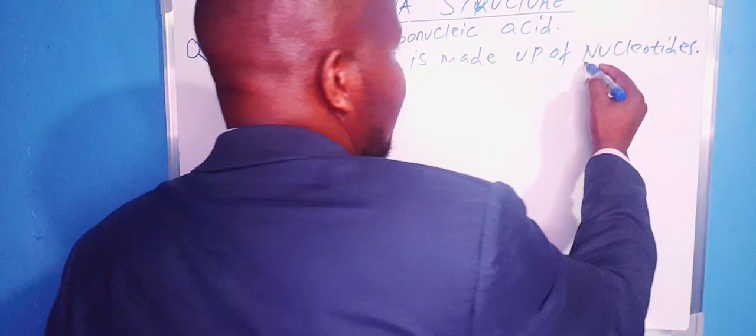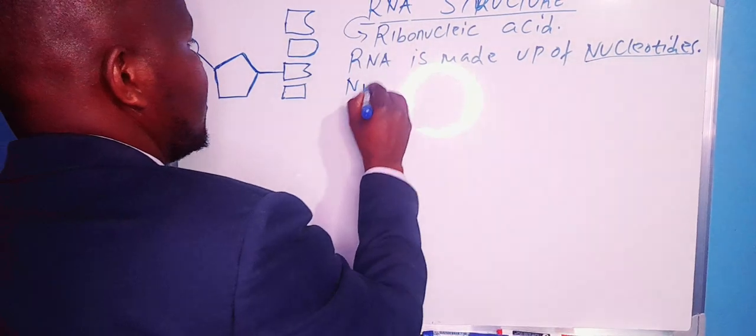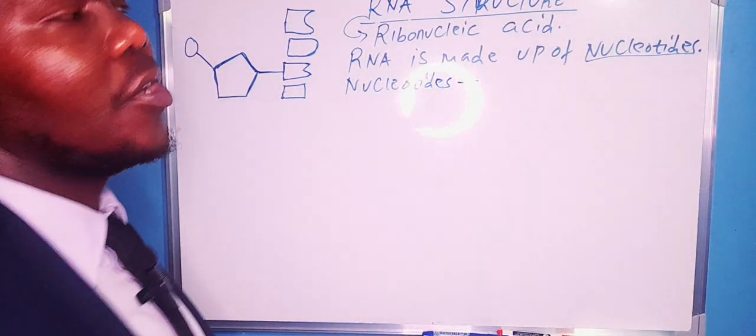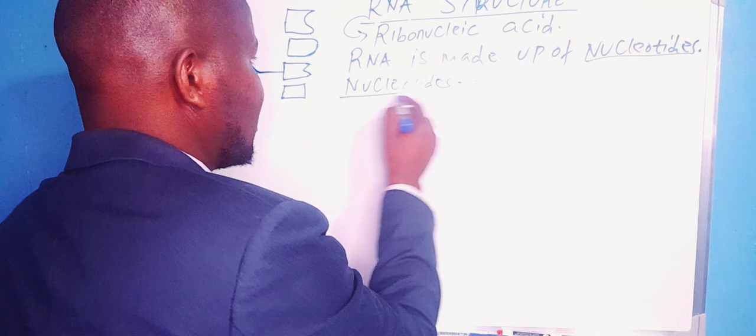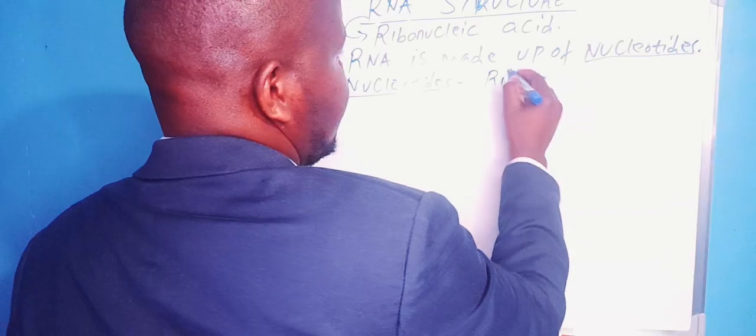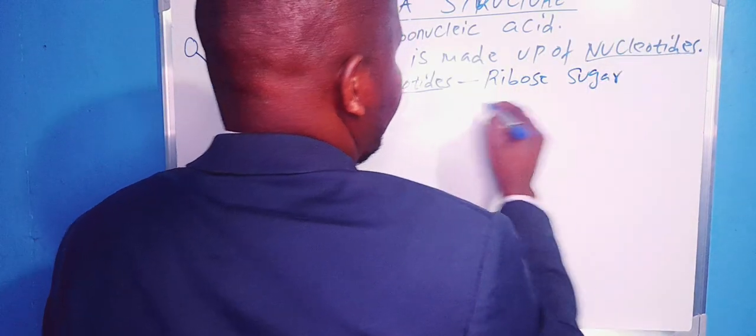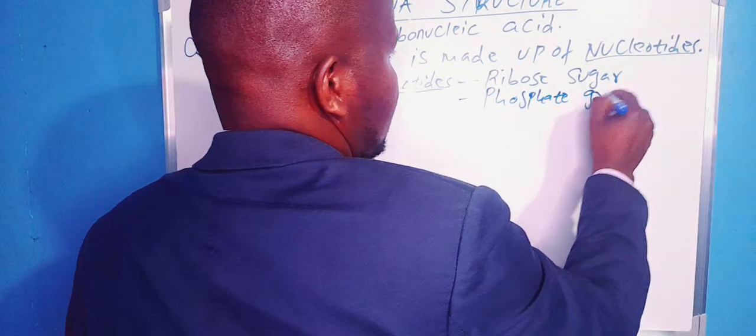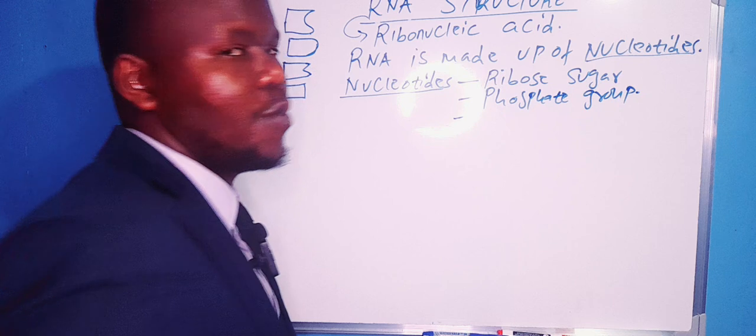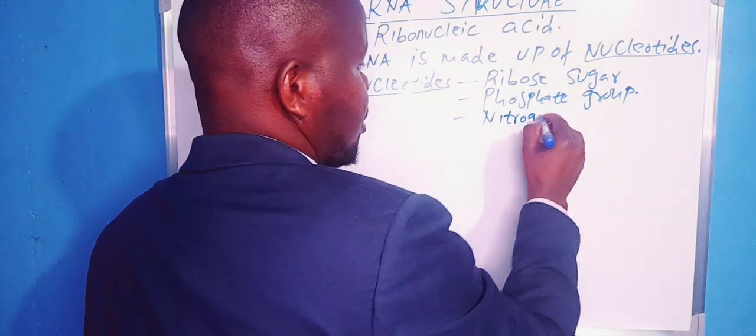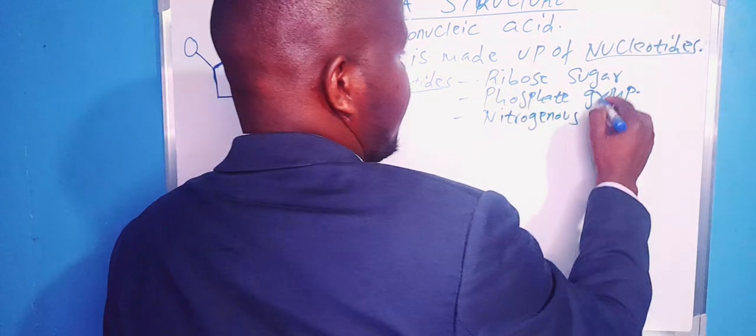So which are these nucleotides? We have three components. We have the ribose sugar, we have a phosphate group, and the last one, we have the nitrogenous base, or nitrogenous bases.